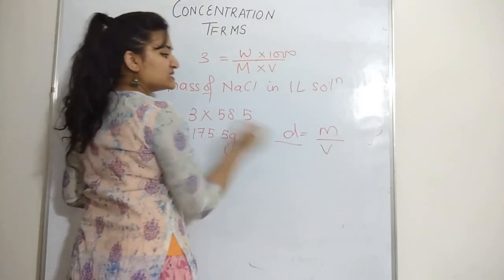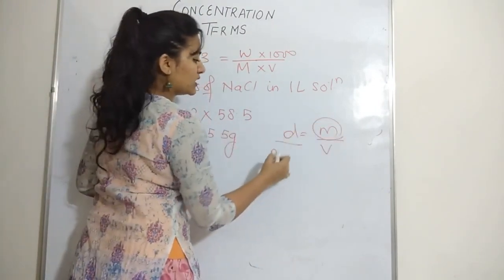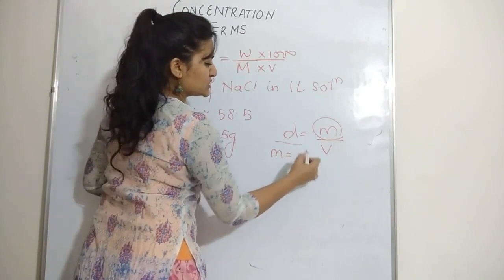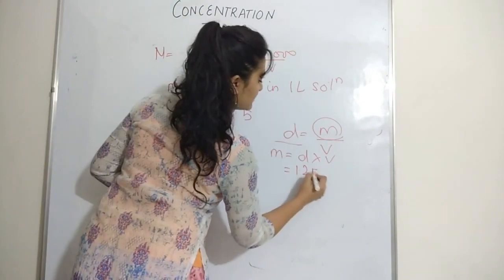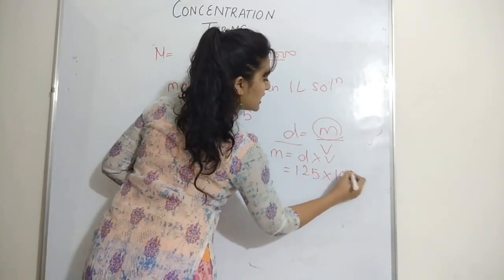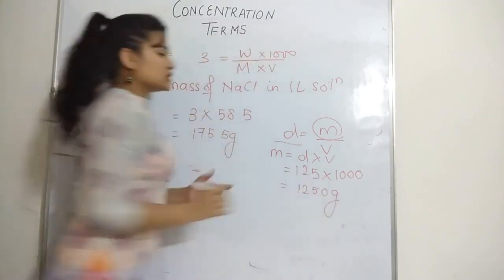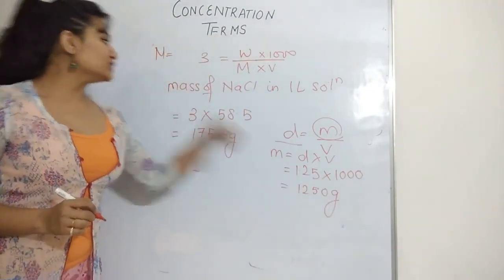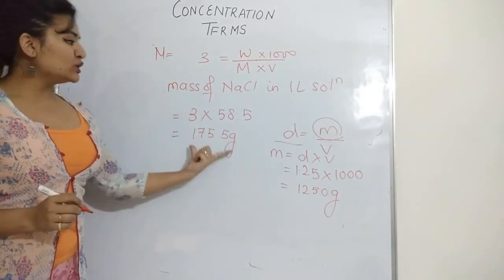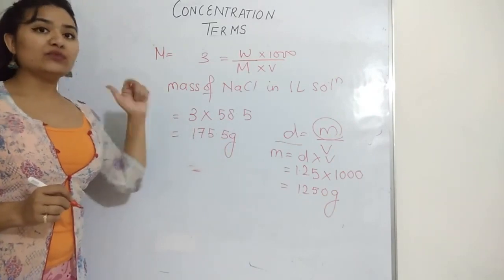You have density, so you can find the mass by taking mass equals D into V, that is density into volume. 1.25 into 1000, it will be 1250 grams. So there you have the mass of solution. Now you have the mass of solution, you have the mass of solute also. So just subtract these two, you will get the mass of solvent, and then we can put it into the formula of molarity.